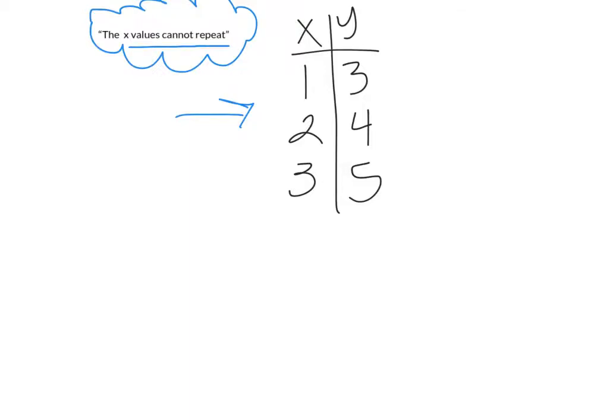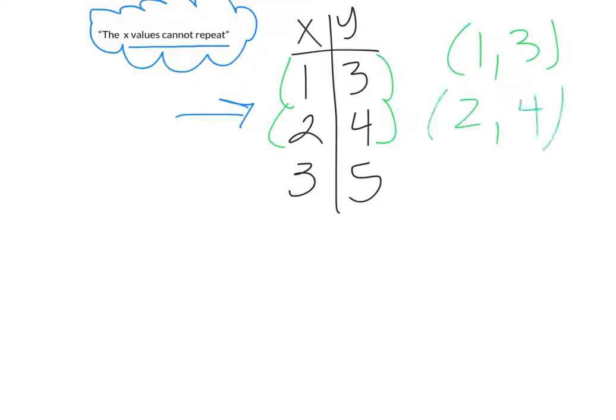We've been talking about functions, and one of the things that we kept saying in class was that the x values cannot repeat. So what that means is when you have a table, like the XY chart right here, you have a set of ordered pairs. You have 1, 3, and you have 2, 4, and you have 3, 5. This is a function because the x values don't repeat. Your x's are 1, 2, and 3, and they're all very distinct.